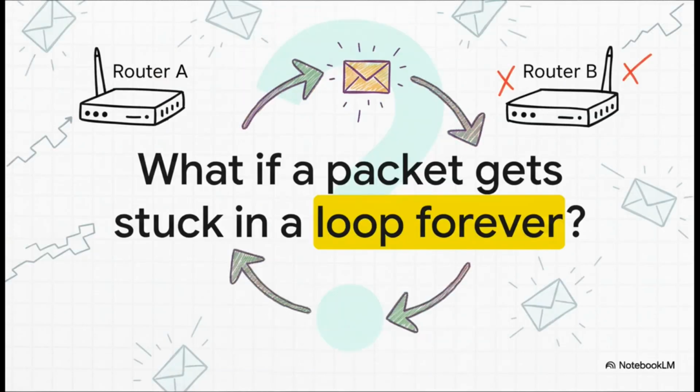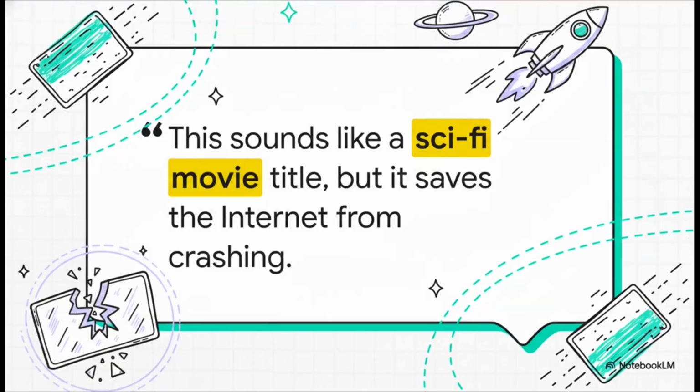Okay, but what about an even scarier problem? A much more dangerous one. What if a bad setting on a router sends a packet from router A to router B, but then router B mistakenly sends it right back to A? It could get stuck in a loop forever, creating a zombie packet that just bounces back and forth, clogging up the whole network. Which brings us to a part of the header with a name that, I'm not kidding, sounds like a B-list sci-fi movie. But this little field literally saves the internet from collapsing on itself.